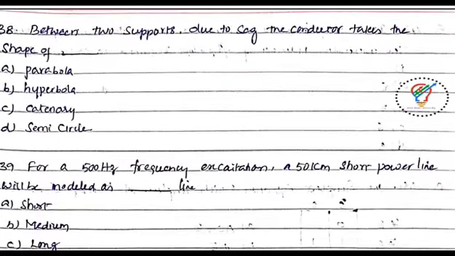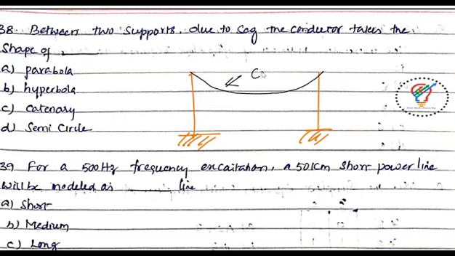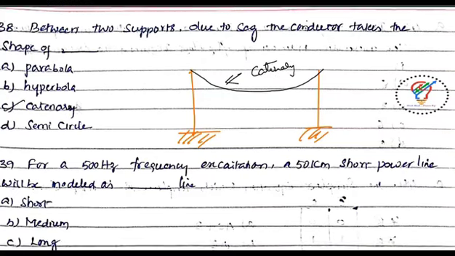Right. So between the two supports, due to the sag, the conductor takes the shape of, so let's take here. There is one conductor, and there is one pole here. Let me take another pole here, somewhere, and the conductor between these two poles will be like this. So this will take the shape of a catenary. Okay, catenary shape. So important one. Next one.